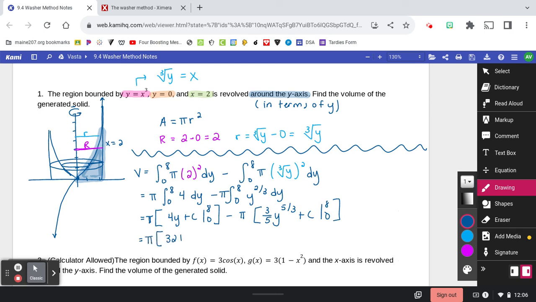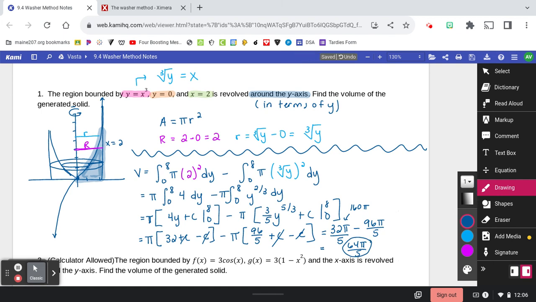which means I get pi times 32 plus c minus c, because I'm plugging in the 8 and the 0, so the c's cancel, minus pi times, if I plug in the 8, I get 96 over 5 plus c, minus, if I plug in the 0, I just get c, so the c's cancel. If I rewrite this, it's going to be 32 pi minus 96 pi over 5. In order to subtract these, I have to make a common denominator. So if I multiply by 5, this guy really becomes 160 pi. And then if I subtract, I just get 64 pi over 5 as my final answer.